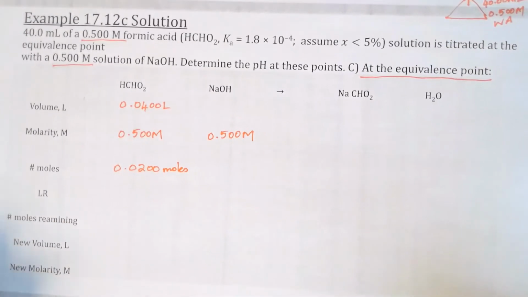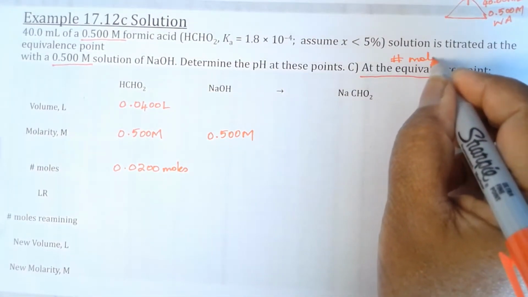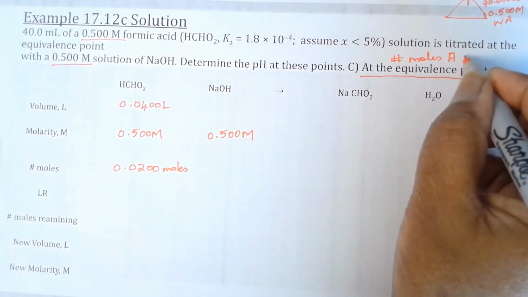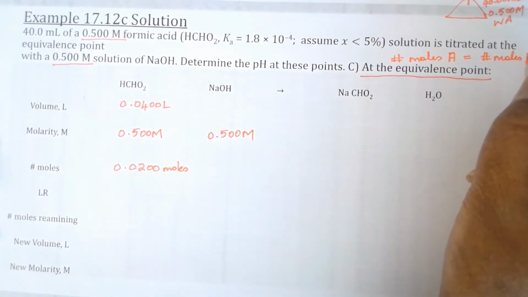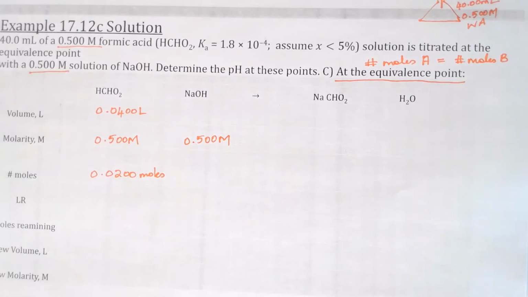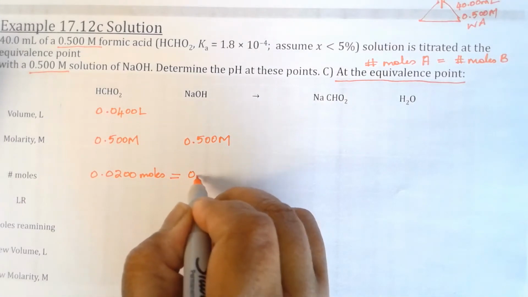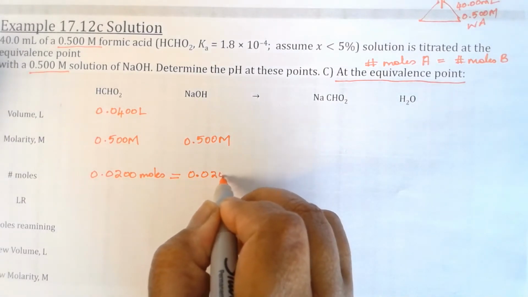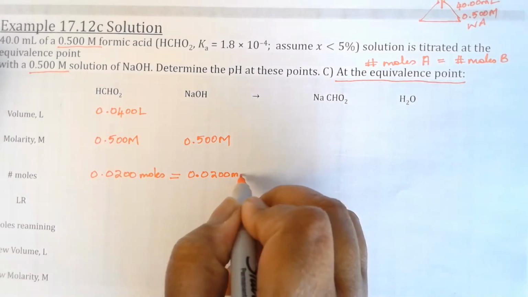So if it's at the equivalence point, what does that mean? The number of moles of acid equals the number of moles of base. Doesn't matter if it's strong acid or weak acid. That's what the equivalence point means. So according to that definition, this is also 0.0200 moles.